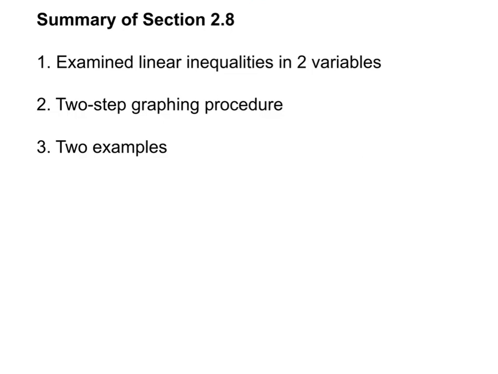So a summary of section 2.8. In this lesson, we examined linear inequalities in two variables. We talked about what their graph looks like and how it shows all of the solutions by shading. Next, we looked at a two-step graphing procedure. Namely, you graph the associated equation and then you shade the correct half plane. And then last, we looked at two examples on how to put that two-step graphing procedure into practice.